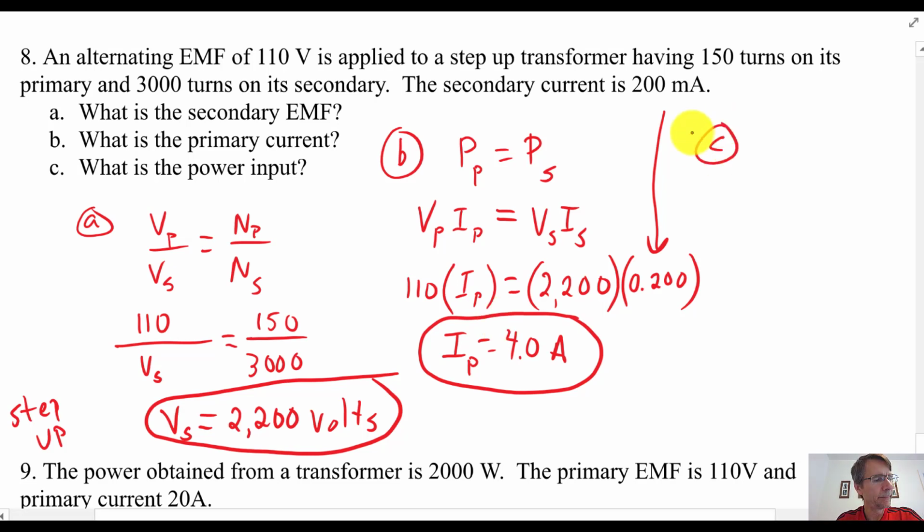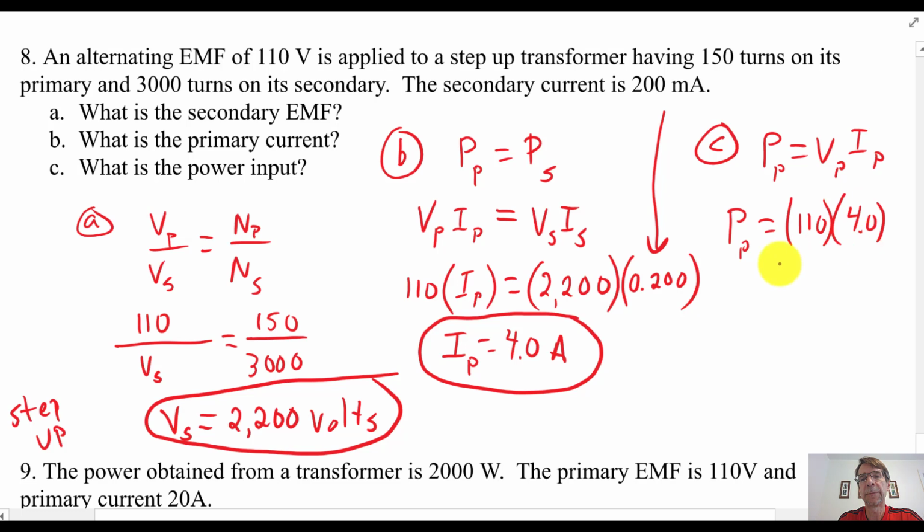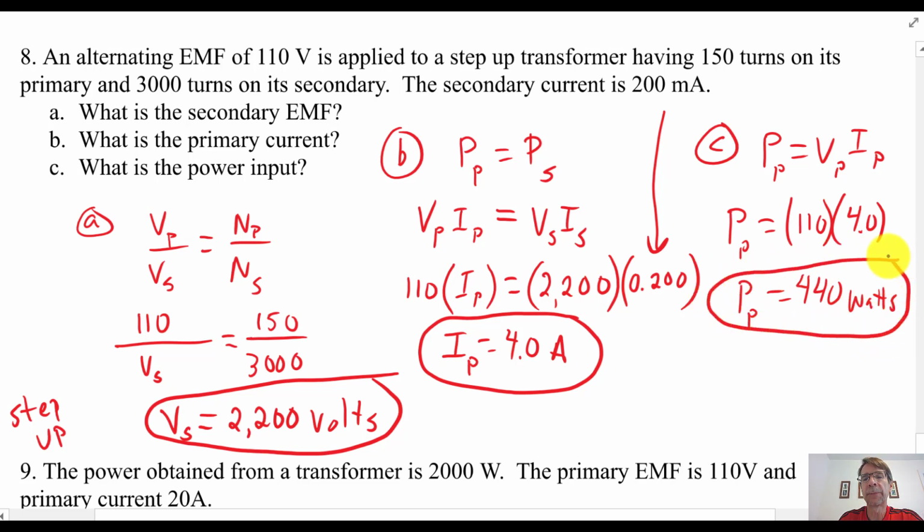Part C. What is the power input? So the power input is the power in the primary, which equals the voltage in the primary times the current in the primary. So the power in the primary is what? 110 volts, and the primary current we just found to be 4.0. So the power in the primary is 440 watts, or 440 joules per second. Power input, that's also going to be the power in the secondary.